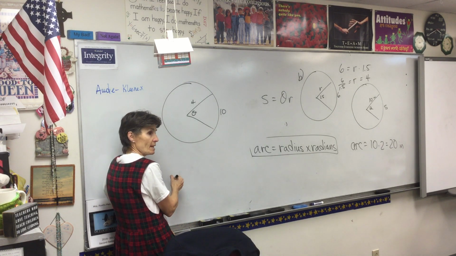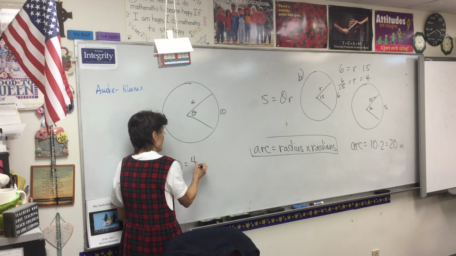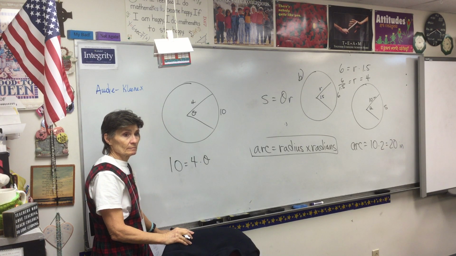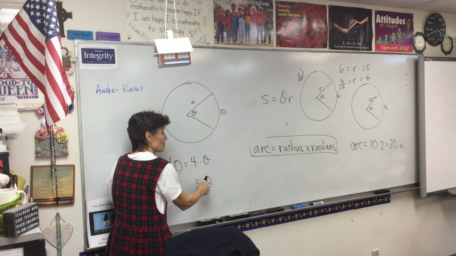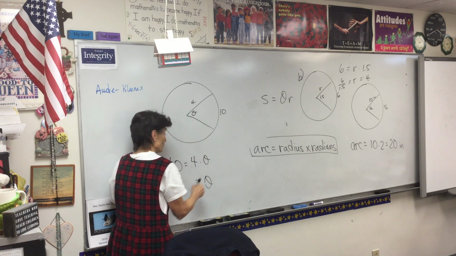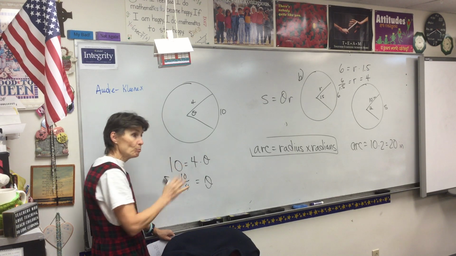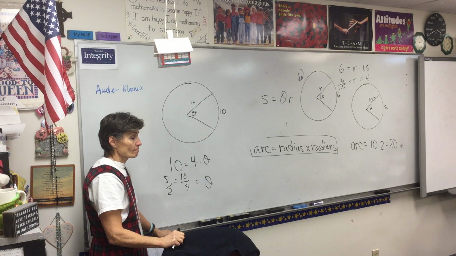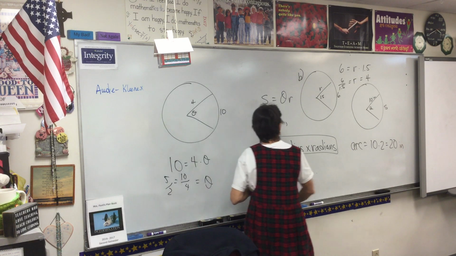So what's the formula say? Arc length equals radius times radians. So what is theta equal? That's like x. You can use x if you're uncomfortable with theta. 10 over 4, which is 5 halves, or 2.5. I think this is pretty easy. Let's look at D.